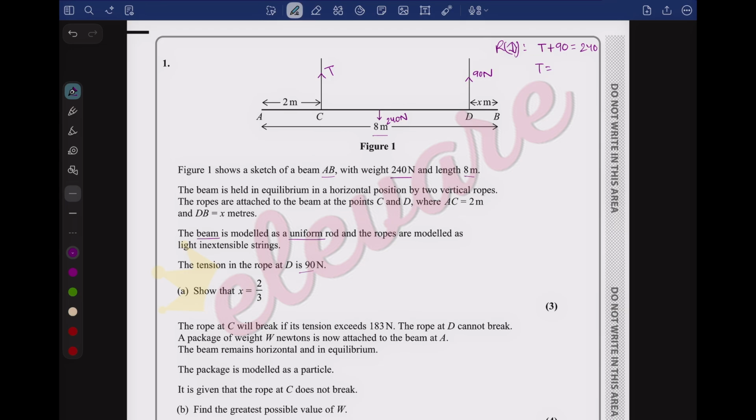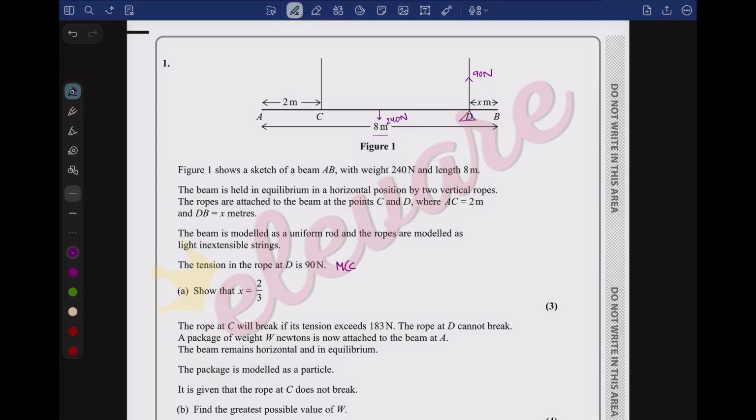And after you do that, you're going to take moments about D, and I'm pretty sure that is also going to give you the same value for x. Not pretty sure, you will get x, just trust me. So you can do either of these methods. I feel like the first one's a bit easier. You don't have to make that extra step. So let's do that. Okay, moments about C.